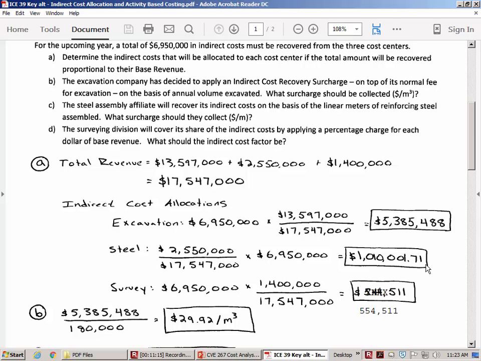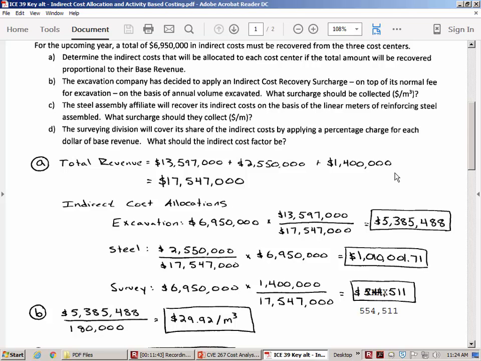So part B is where things get a little bit complicated, because now the excavation company is wondering how they're going to get the $5.3 million that they need to give to the parent company. Where should that money come from? And the idea that they have at the excavation company is that maybe they should recover a certain amount for every cubic meter of excavation that they're doing.